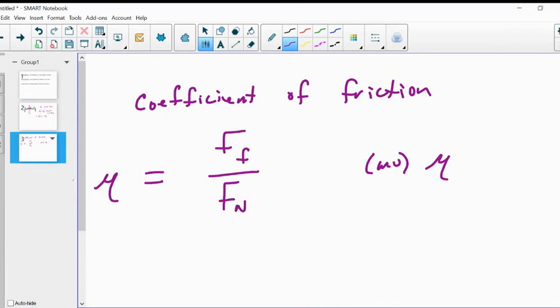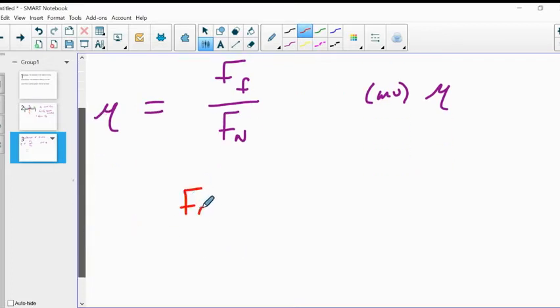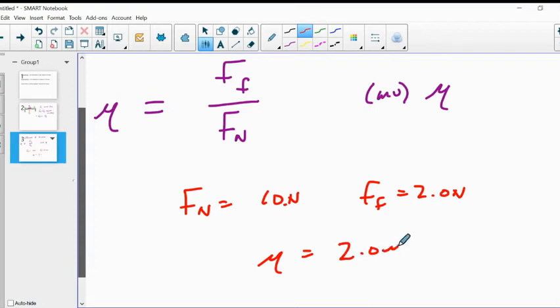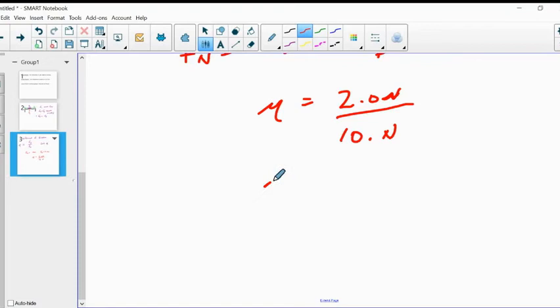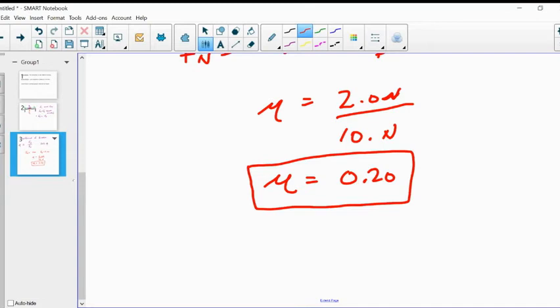There are no units for mu, and that's because, if I had an example, let's say we had a normal force of 10 newtons and a force of friction of 2 newtons, and we calculated mu, we would find that we'd have 2 newtons divided by 10 newtons, and what we would have is an answer. Mu would be 0.2. That is our coefficient of friction for that surface.